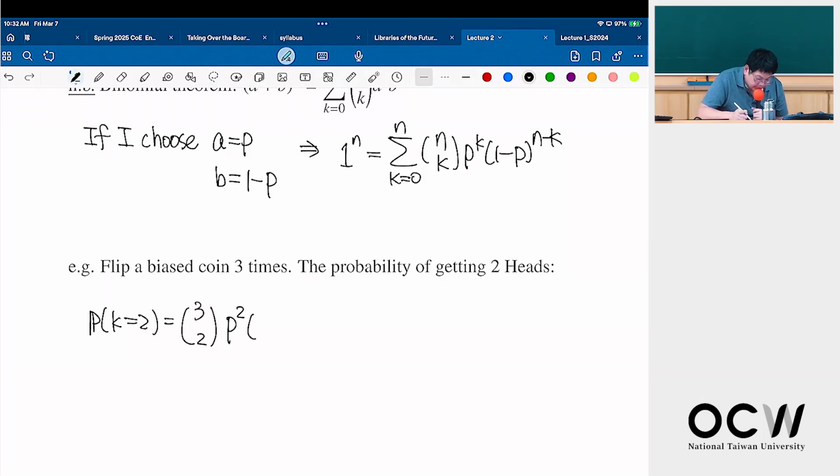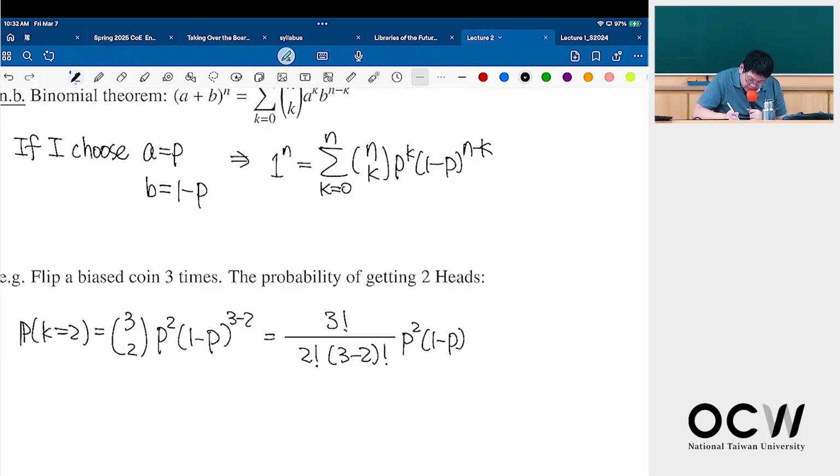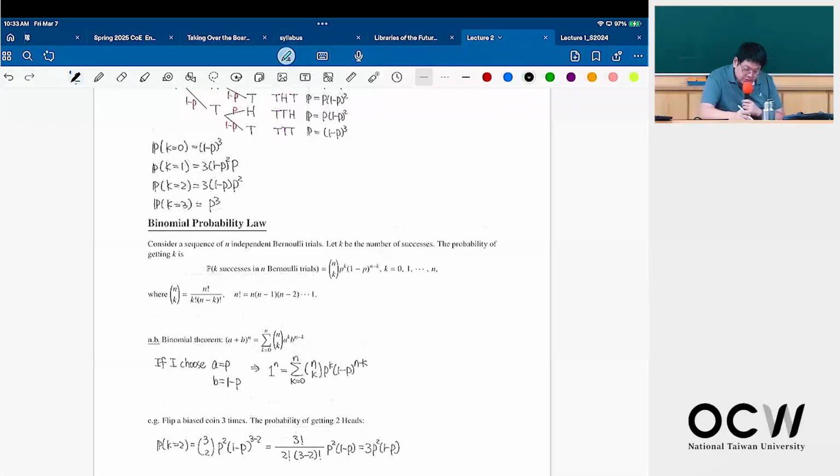And p to the 2 times (1 minus p) to the power 3 minus 2. So 3 choose 2 means 3 factorial divided by 2 factorial times (3 minus 2) factorial, times p squared times 1 minus p. And that equals 3 times, I still write p first, p squared times 1 minus p. So same answer.